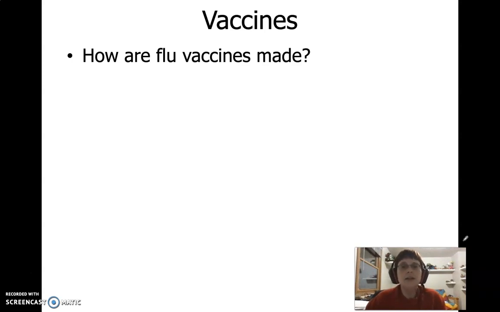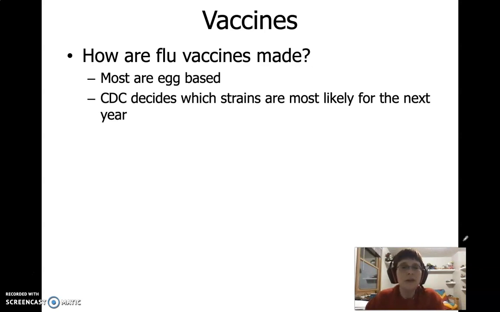So flu vaccines, this is actually how the old flu vaccines were made, because most of them were egg-based. The newer ones are actually cell-based. It actually works in a very similar way, so I'm just going to walk you through. The first thing that has to happen is that the CDC has to decide which strains are most likely to infect us in the next year. So they're going to pick 4 strains that they think are most likely going to make us sick next year.